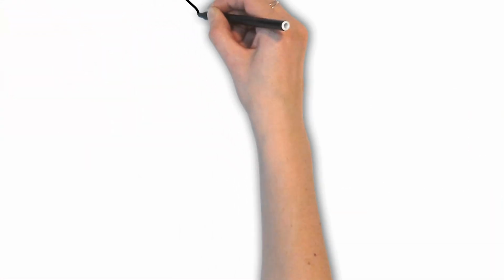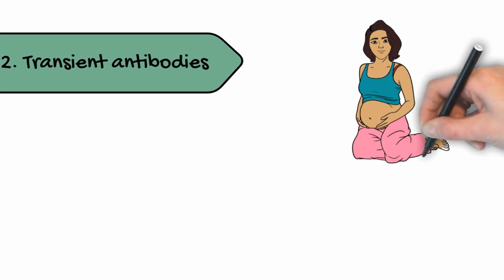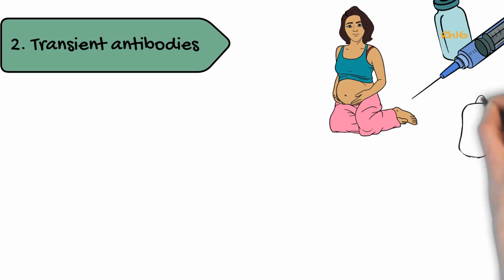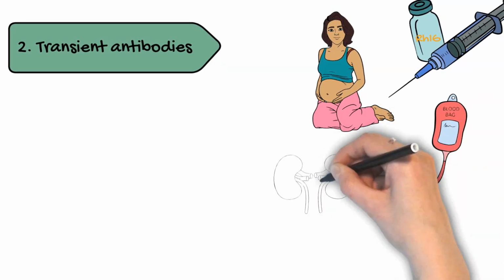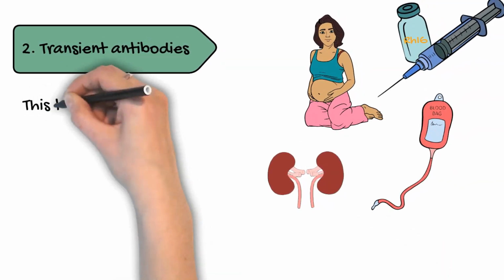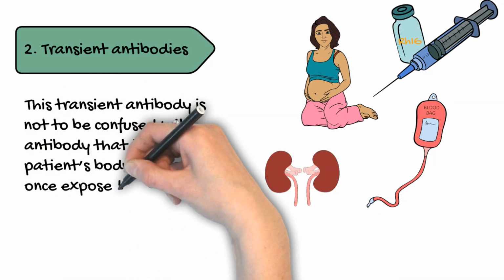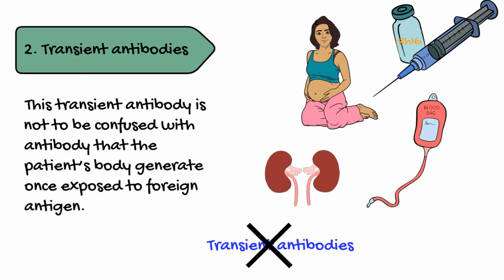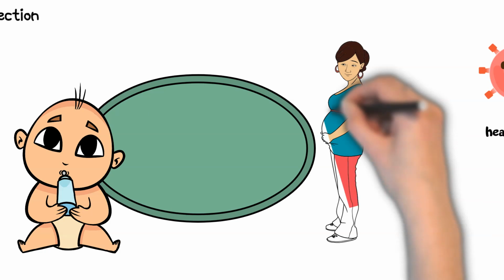Another risk factor is that the patient can be exposed to transient antibody. In general, a patient develops antibodies when exposed to foreign antigens. Some of the ways that the patient can be exposed to foreign antigens are through pregnancy, sharing needles, blood transfusions, and transplants. This transient antibody is not to be confused with antibody that the patient's body generates once exposed to foreign antigen. This transient antibody will no longer be detected or cause any problem to the patient after a few months. However, during the time that the transient antibody can be detected, it can cause problems for both the mother and the fetus.